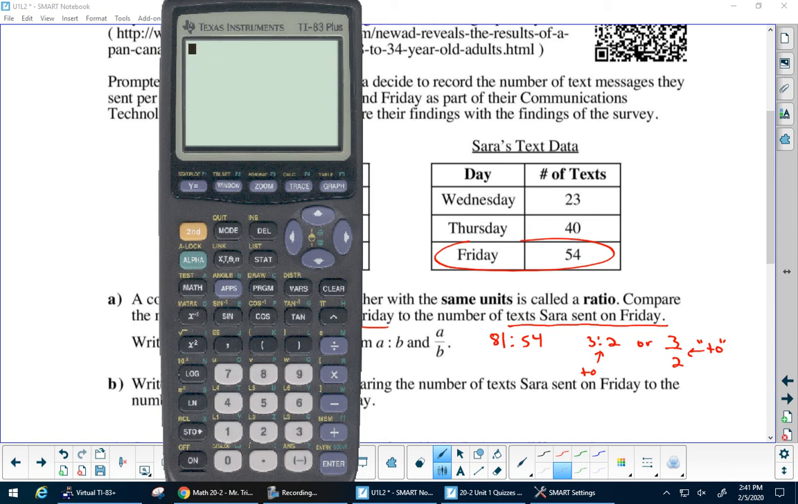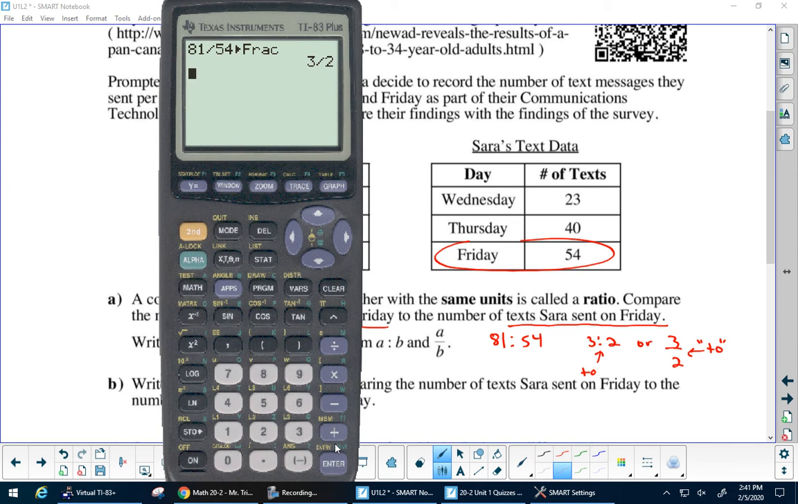Okay, so all you have to do is go like this. 81 divided by 54. Oops, I put 2 there, I don't want that. Okay, ready? And then you hit the math button. The math button's right here. You see it? Hit math, and then just hit enter twice. And it will always reduce it for you. Okay?